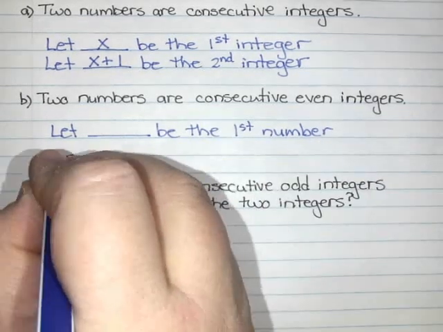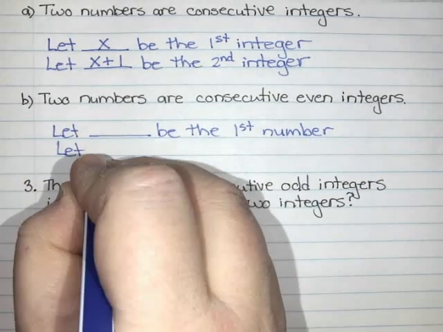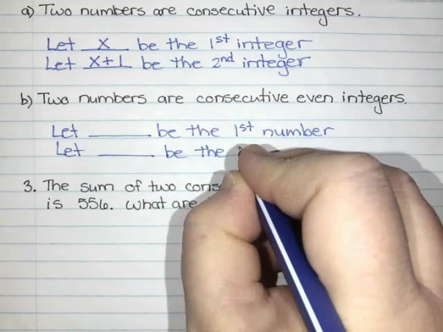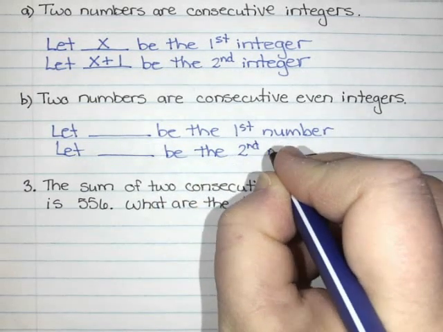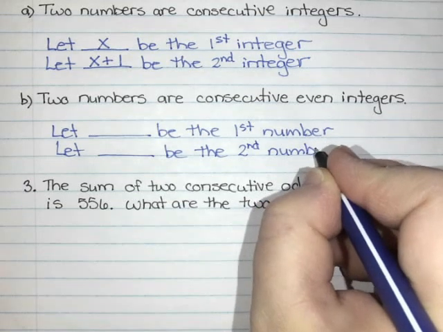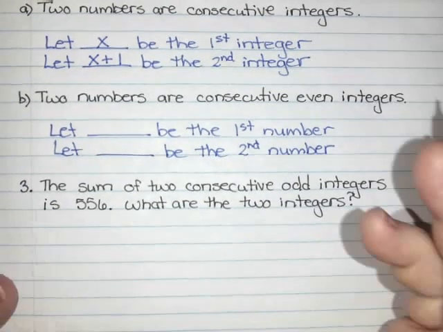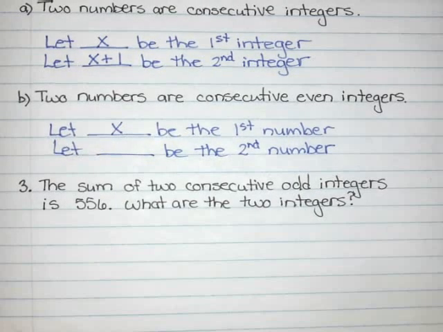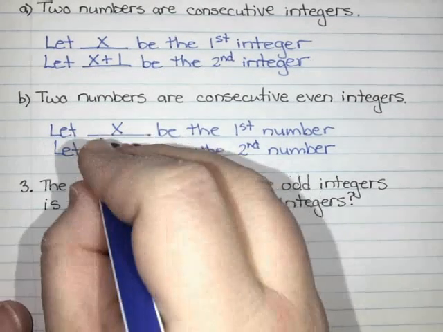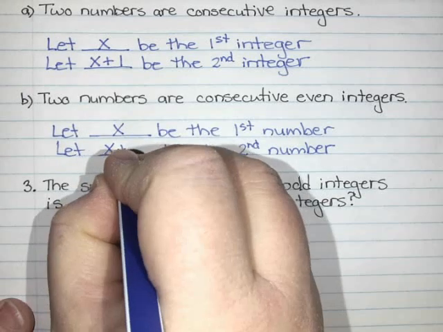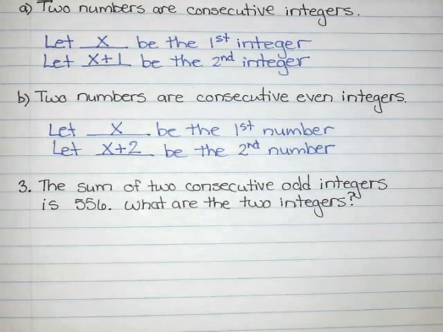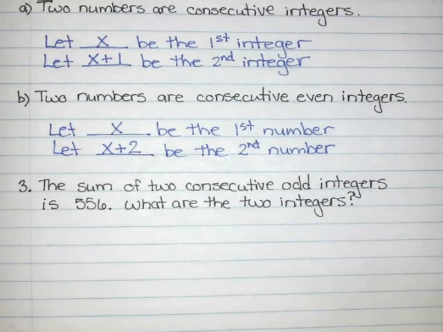Let something be the second number. And same thing as last time, I'm going to let the first number be x to start, and then the next number should be 2 bigger, so it should be x plus 2. So let x be the first number, let x plus 2 be the second number.